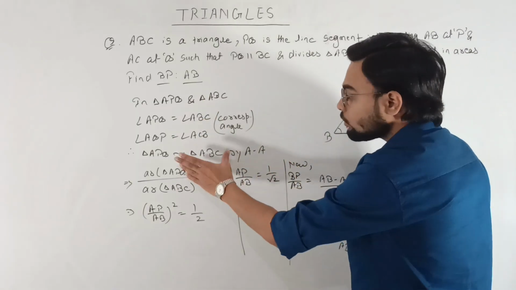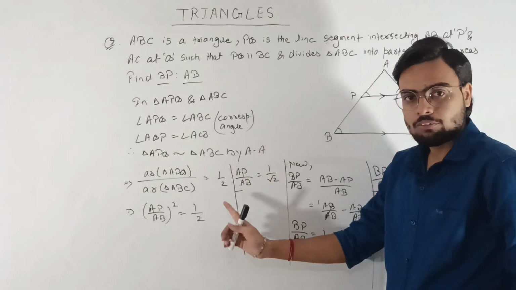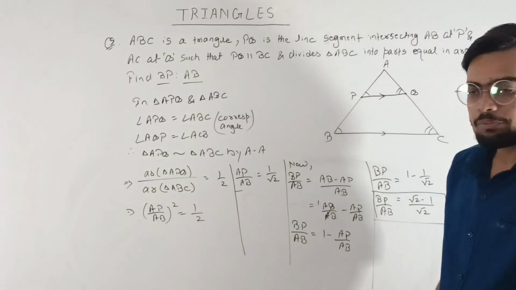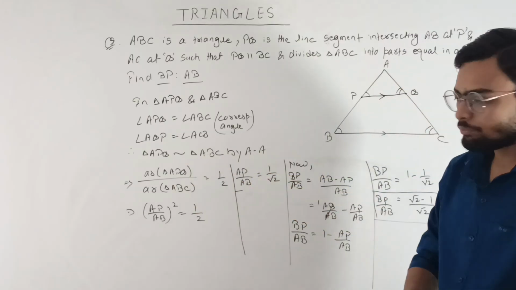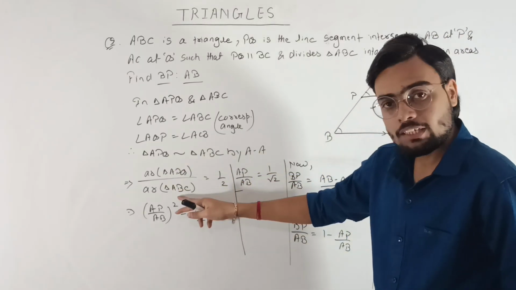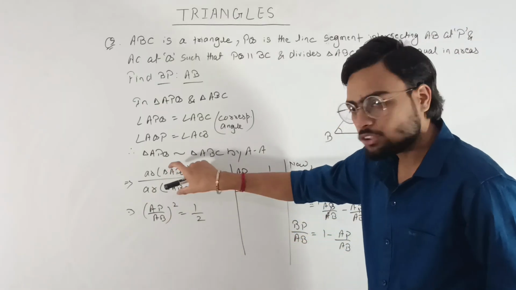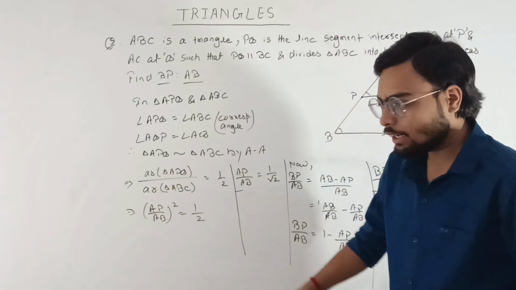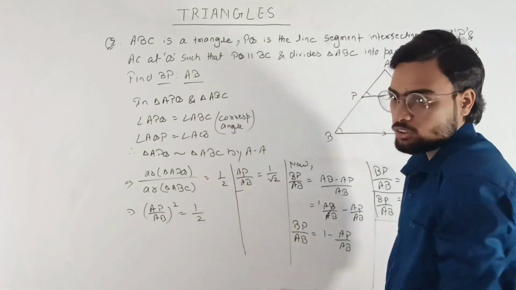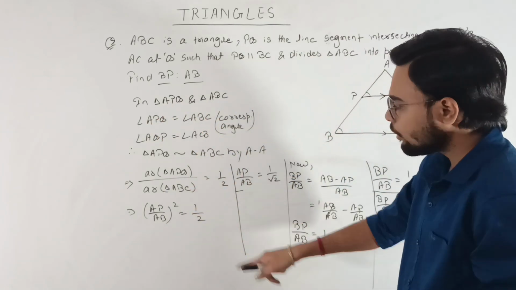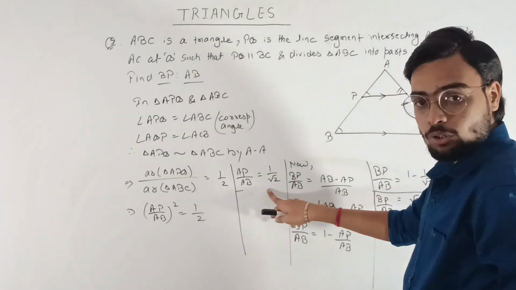Now look, if two triangles are similar, the ratio of the area is half, which we saw in the previous question. So area of triangle APQ upon area of triangle ABC is equal to 1 by 2. Now the ratio of the areas is equal to the square of the proportional sides. So I write AP upon AB square, where AP is in the small triangle and AB is in the bigger triangle. AP upon AB square is equal to 1 upon 2. Now this square goes to the other side and becomes a root. So AP upon AB is 1 upon root 2.